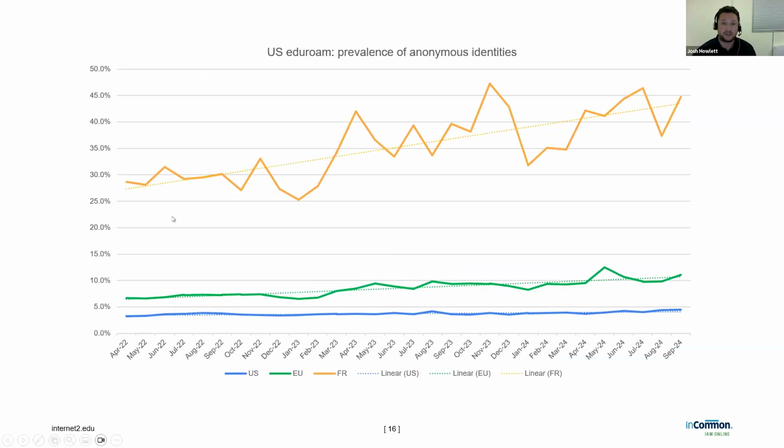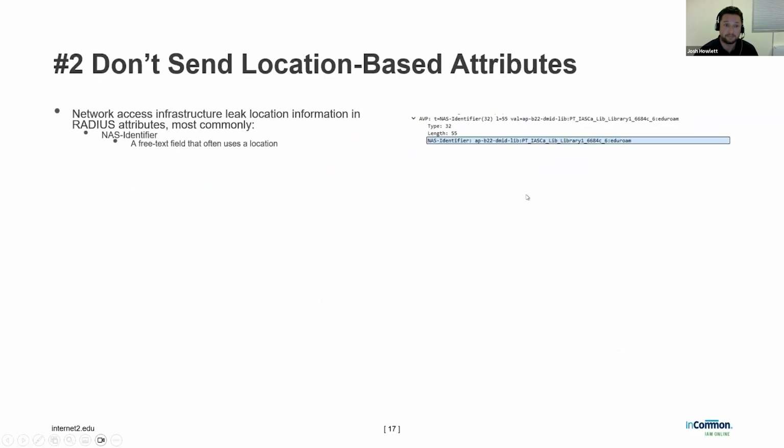This graph shows how the prevalence of anonymous identities has changed over the last couple of years, with US growing a few percentage points, EU a little bit further ahead, but then we have these places of excellent practice, like in France, that have now achieved nearly 45% prevalence of anonymous identities. So there is definitely room for improvement.